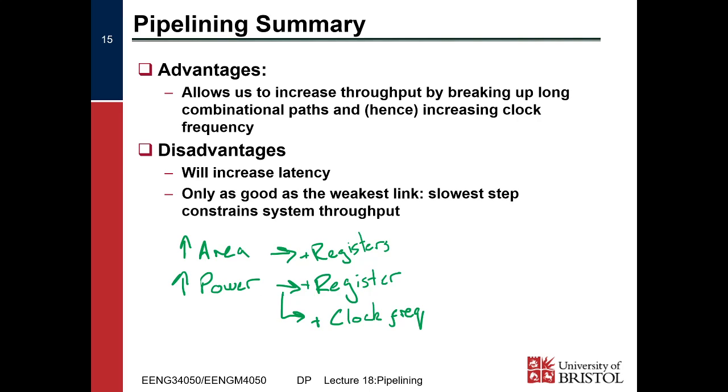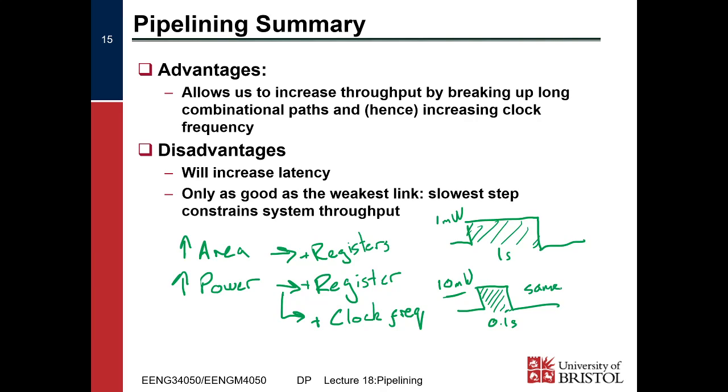Except, can you remember when we looked at our power lecture? We said, imagine you're consuming 1 milliwatt for 1 second, or you're consuming 10 milliwatts for 0.1 seconds. Obviously the power is higher because it's the peak. However, the energy of both these systems is the same. Energy most likely is going to go down, right?